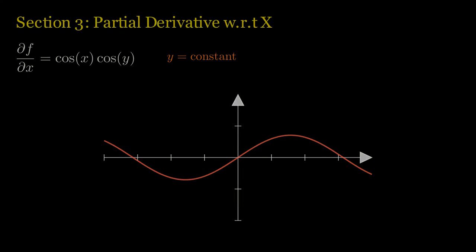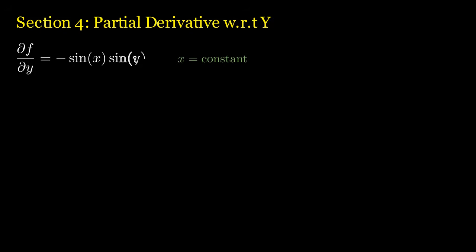In our function f of x, y equals sine of x times cosine of y, the cosine of y term acts as a constant coefficient. The derivative of sine of x is cosine of x, giving us cosine of x times cosine of y. This mathematical expression provides the exact slope of the tangent line to our red curve at any given point, measuring our steepness if and only if we move strictly east or west.